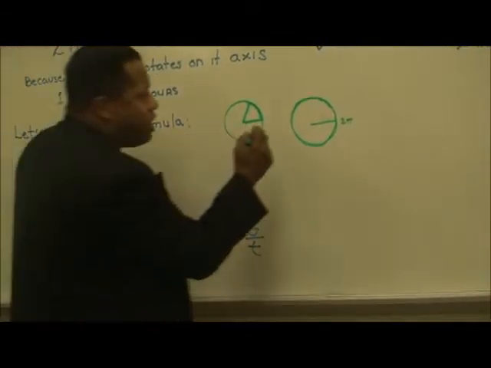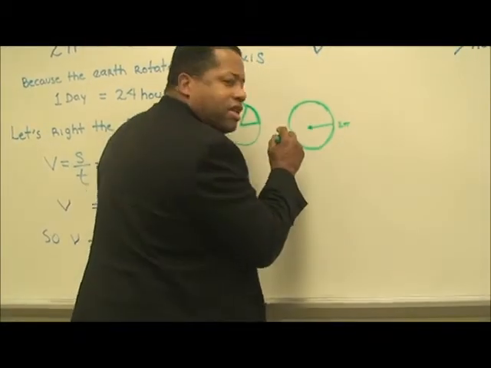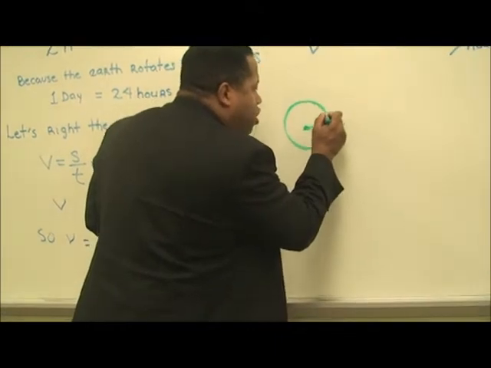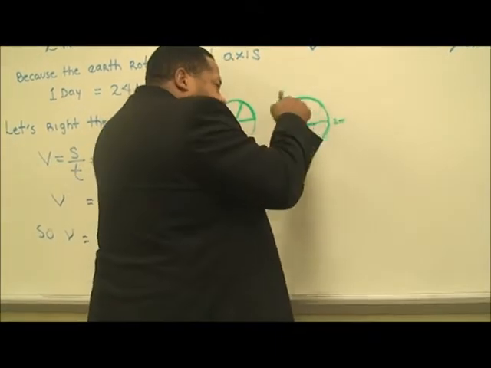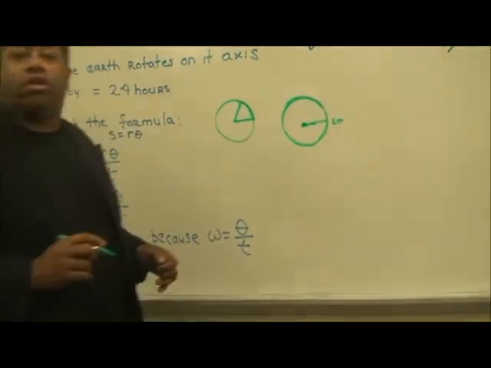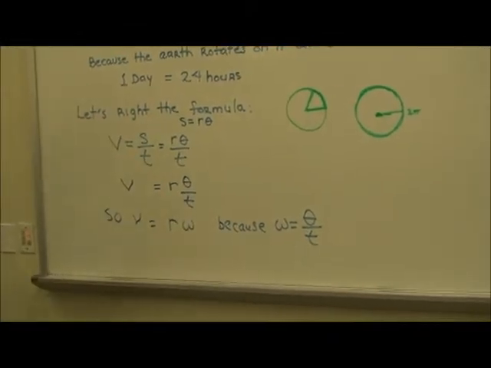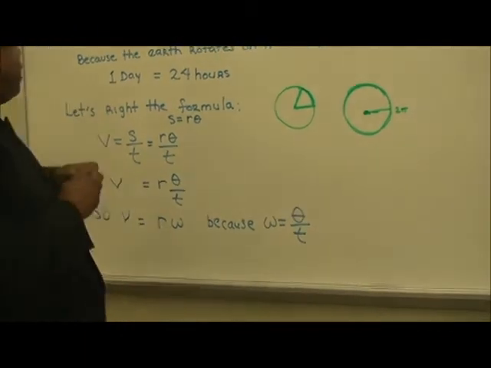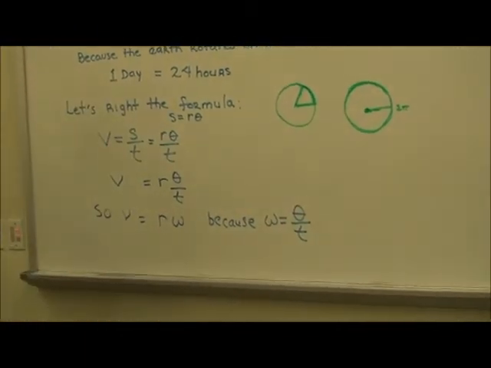However, since we're dealing with the rotation of the Earth on its axis, let's look at this, pretend that this is the top of the Earth from the top view. And that thing is rotating 2 pi units, or radians. 2 pi radians is equal to, again, 24 hours. And one day is equal to 24 hours.